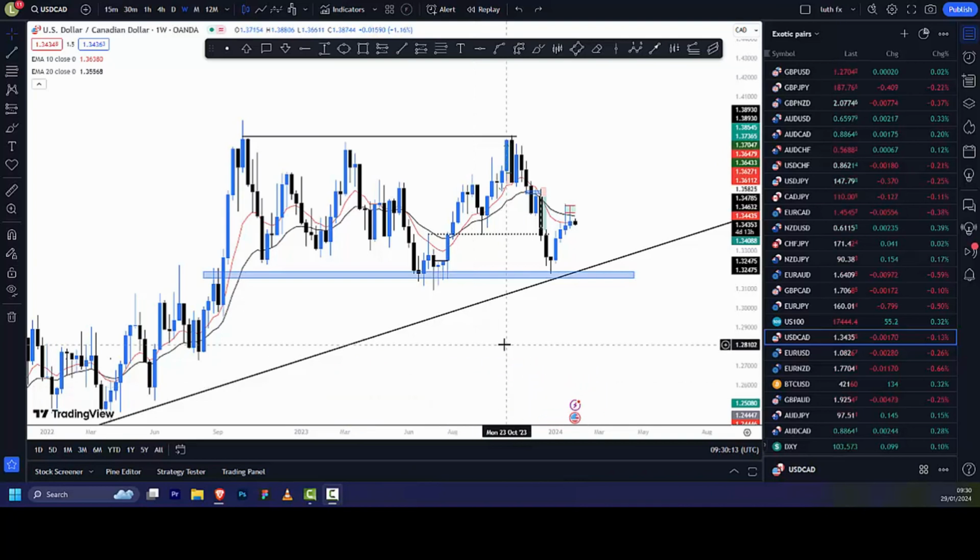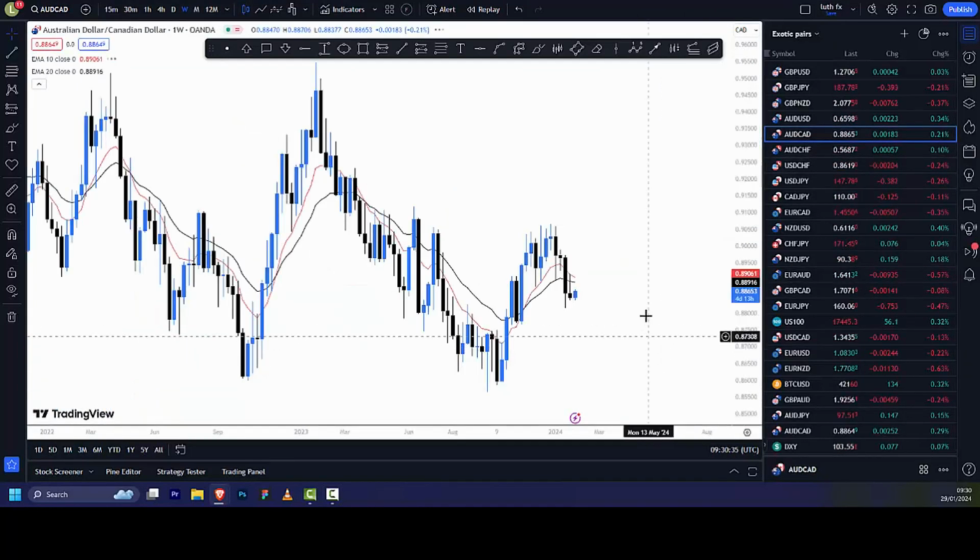On today's weekly market analysis, I'm looking at a very fantastic setup on USD CAD. The previous weekly market analysis that I posted was on AUD CAD. So before I go deep into anything that has to do with USD CAD, I would like to take you through quickly what actually transpired the whole of last week.